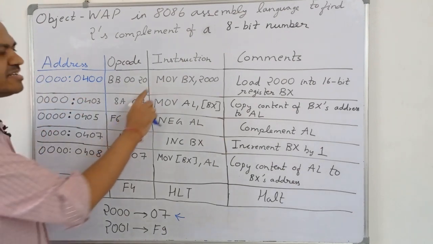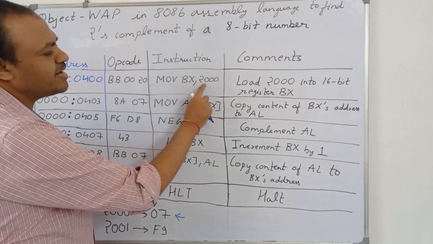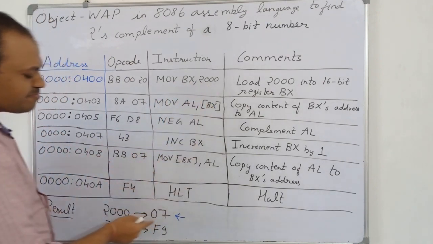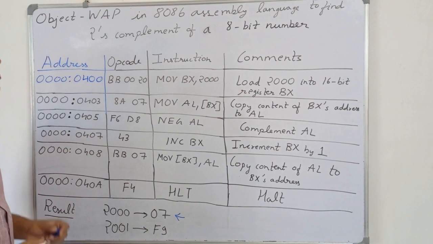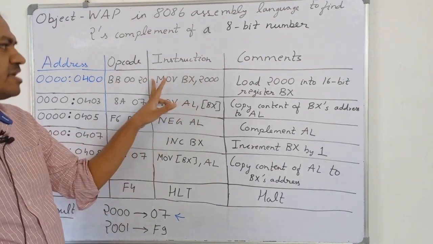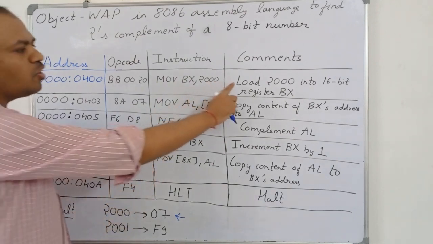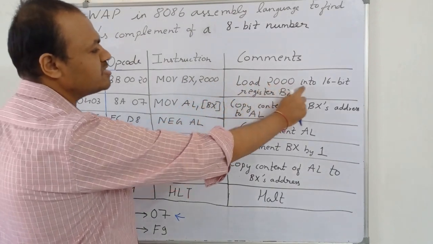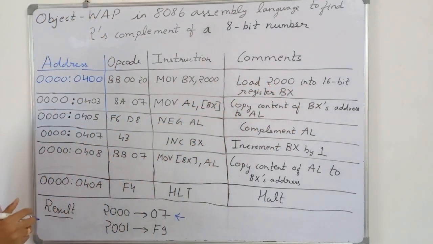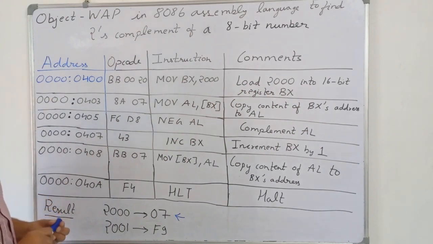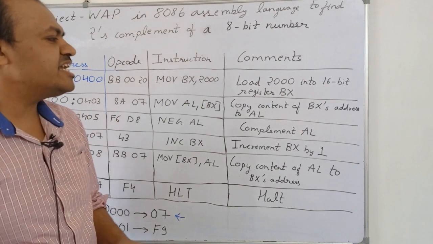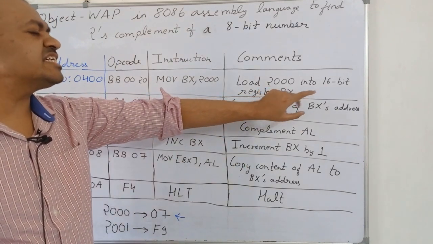First we have entered the instruction MOV BX, 2000, because we have the number at address 2000. So we will write the instruction MOV BX, 2000. It will load the data 2000 into the 16-bit register BX. Obviously, in the 8086 microprocessor the registers are of 16 bits, so BX is a 16-bit register.